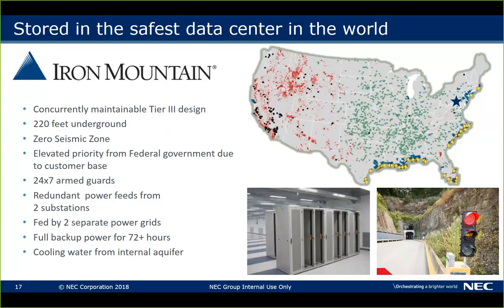underground facility. Armed guards, redundant power feeds, two separate power grids. Not to mention, they can run full power for 72 hours after losing everything. So it's a very, very resilient data center that we decided to put our infrastructure in and work with Iron Mountain very closely. So you can go to your CEO or CTO and be very confident to say, yes, our infrastructure will be safe, secure, and available.